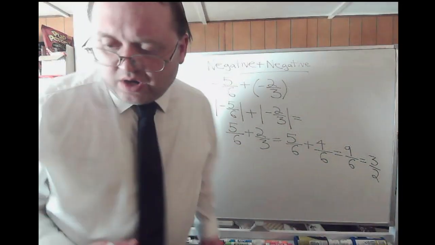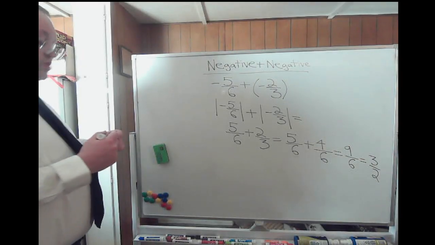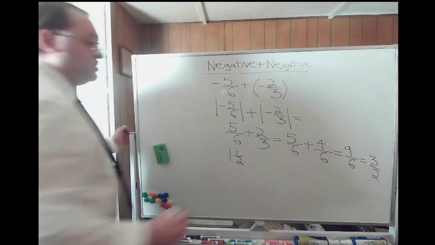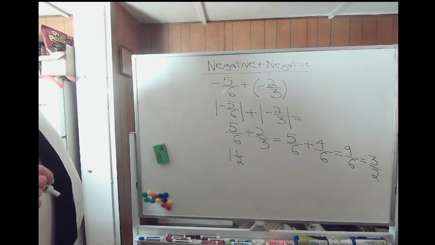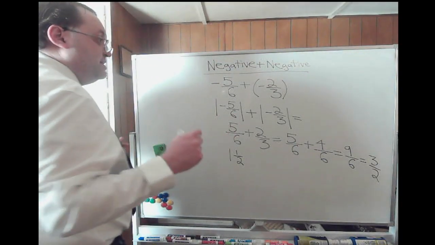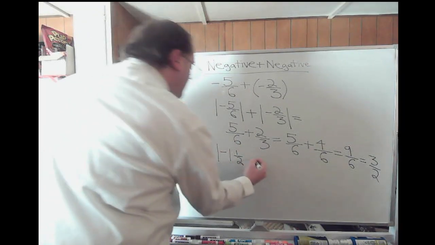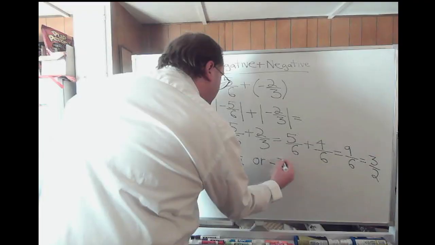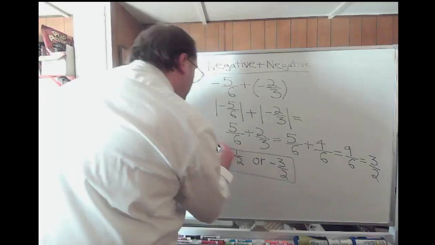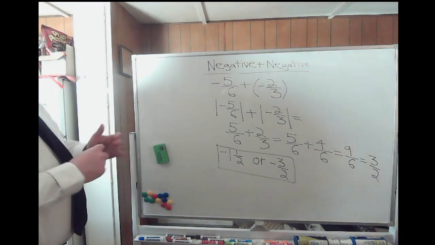Can you see that far? Okay, you can. You'll have 3 halves, which we know to be 1.5, because 2 goes into 3 one time, and then you have an extra remainder of 1, so it'd be 1.5. But at the end, since both the terms of the original equation were negative, you'd have negative 1 1/2, or negative 3 halves, depending upon how your teacher likes it.